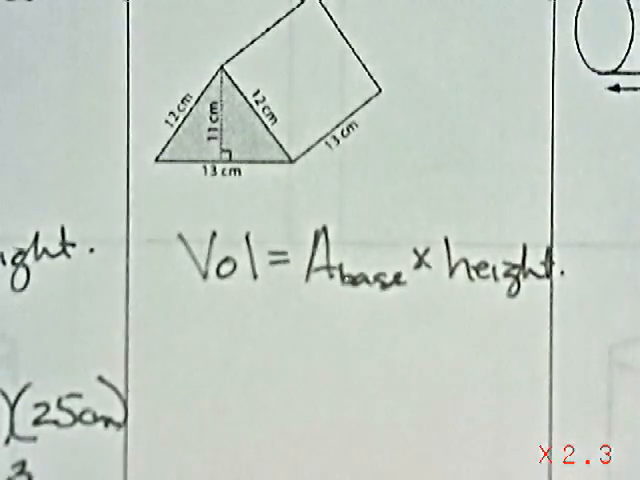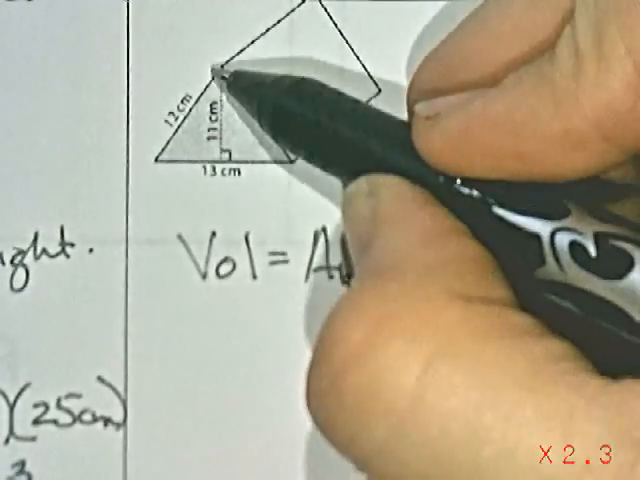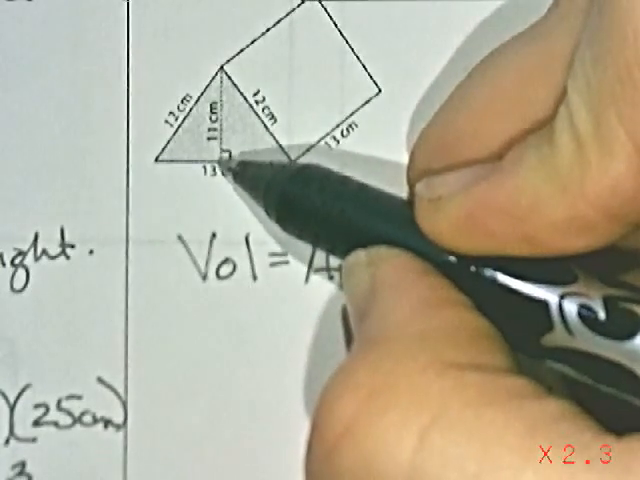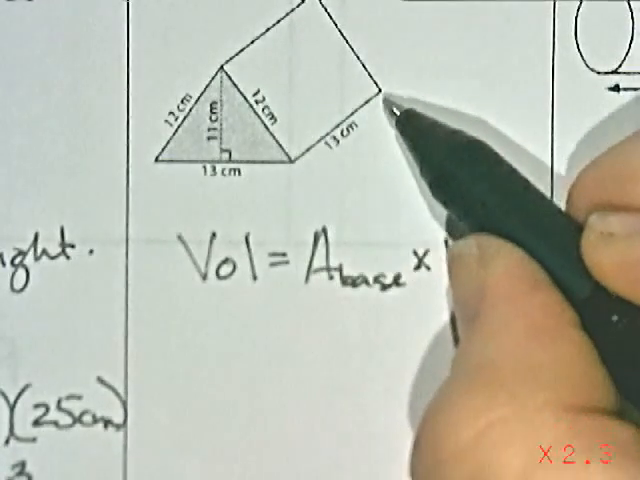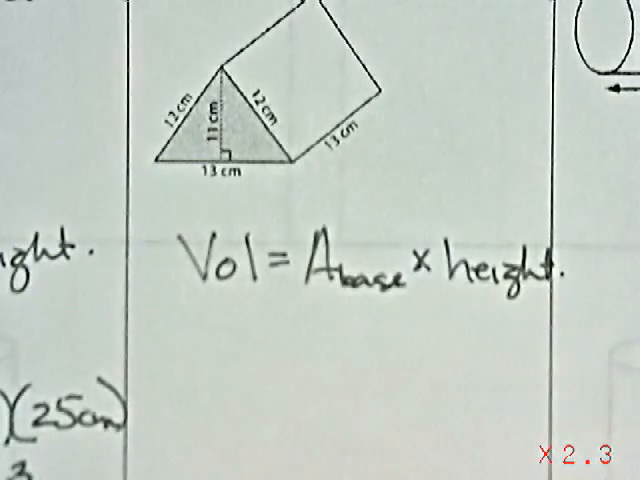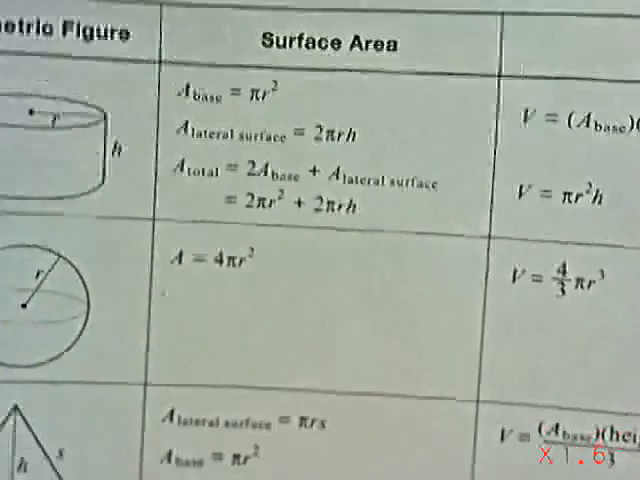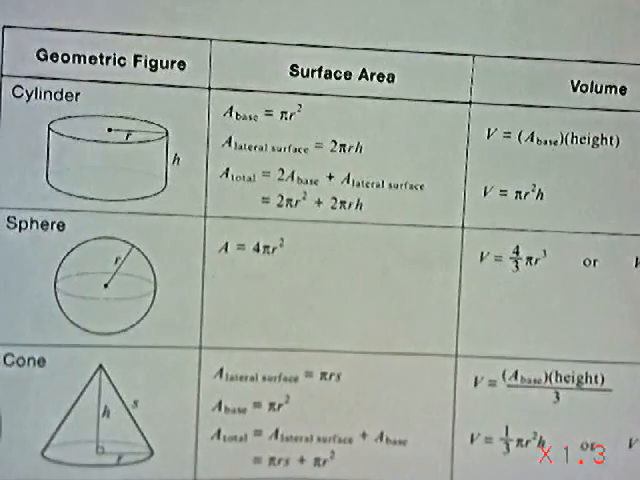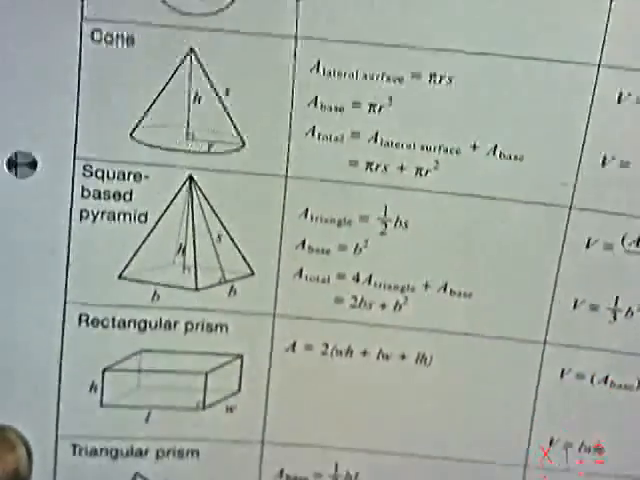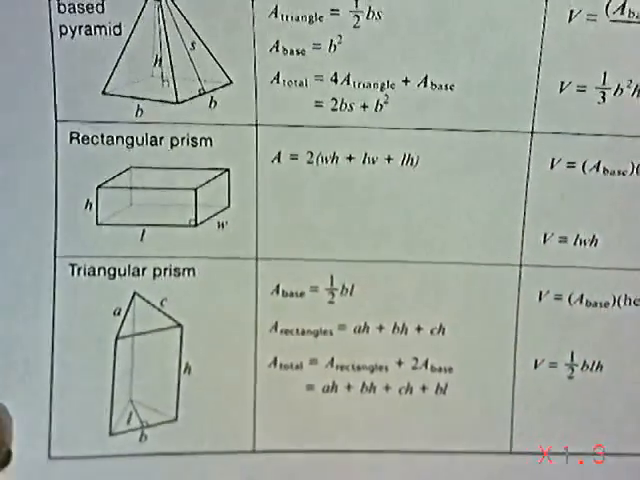But the problem with this formula is I have a height of my triangle and a height of my prism, and we can't use the same letter H to represent two different dimensions. And if you pull out your EQAO formula sheet, it would be very helpful to have that with us. Our EQAO formula sheet on the back has our three-dimensional shapes: the cylinder, the sphere, the cone, the pyramid, the rectangular prism, and the triangular prism.